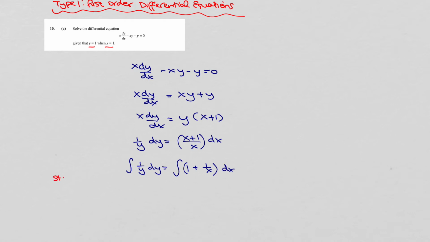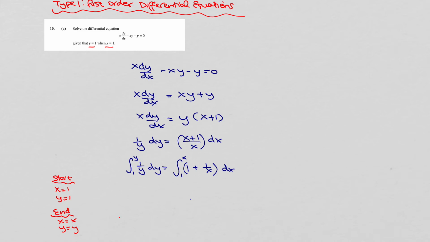Okay, so what are our limits? Well, our start limits, we're told that x is equal to 1 and y is equal to 1. And then at the end, we're not told anything, so our limits will be x and y. Our end limits are our upper limits, and our start limits are our lower limits.